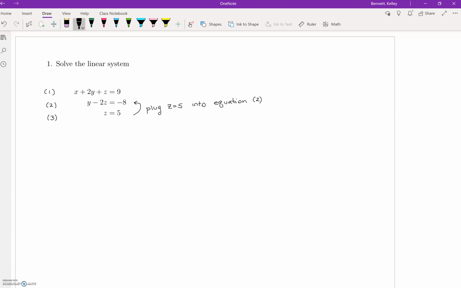Okay, so if I do that, I would get y minus 2 times 5, because again, z is 5. This equals negative 8. So I have y minus 10 equals negative 8. I add 10 to both sides and I find that y equals 2. So this would be step 1.